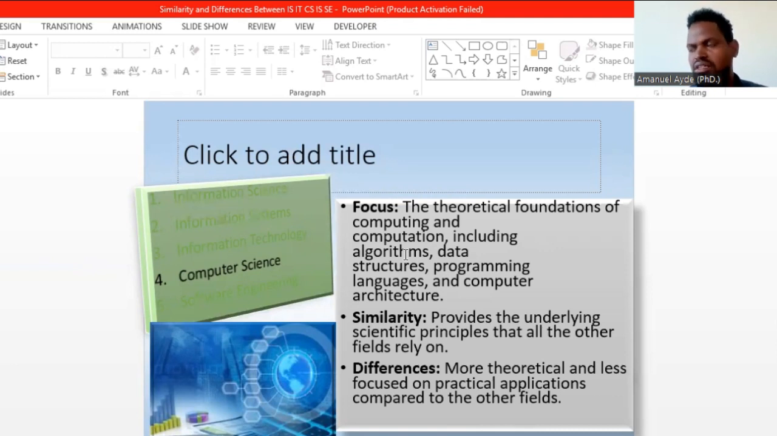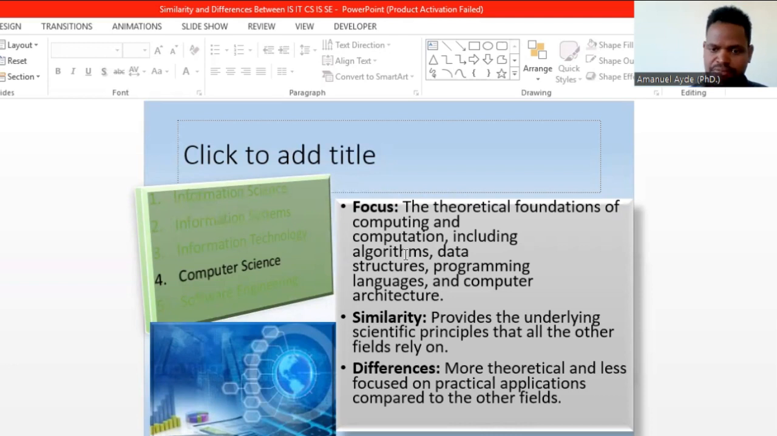The other one is similarity, because it provides the underlying scientific principles. If there is no algorithm produced in the computer science area, others cannot develop the system, because other fields, using information systems or engineering, use the algorithms that are developed by computer science. So there is some kind of overlap, because they share the algorithms from computer science and can develop a kind of system for some area.